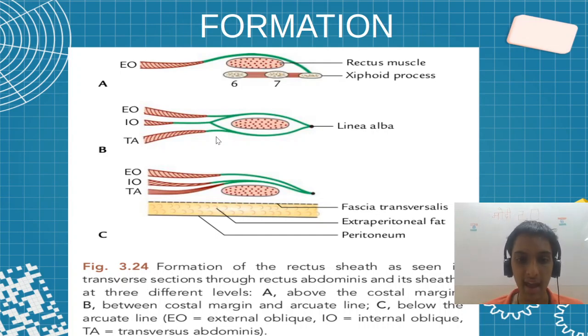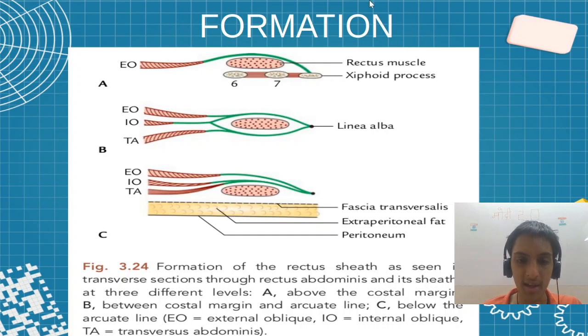And then what will be happening is that this part will be removed, and then you're finding that there will be just one upper layer. There will be an upper layer that will be enclosing the rectus muscle, and that is called the rectus sheath.